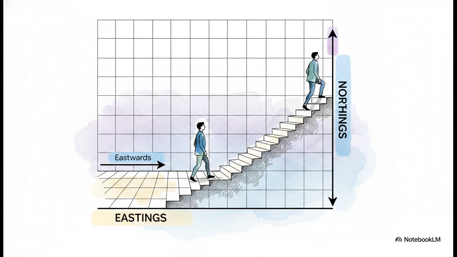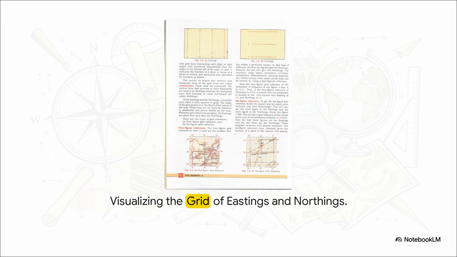So the crucial point here is this golden rule of navigation. When reading a map, you must always read the eastings first and the northings second. A really classic way to remember this is the old saying, you have to walk along the corridor before you can walk up the stairs.